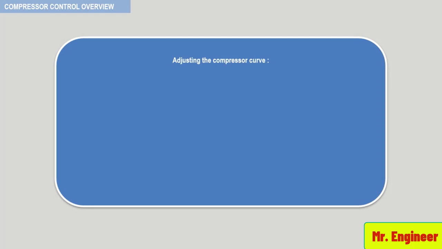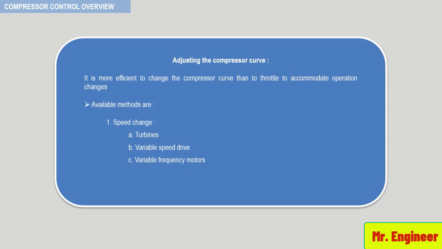Throttling the suction or discharge valve of the compressor will always result in process system energy losses. It is more efficient, however, to change the compressor curve than to throttle to accommodate any operation changes. The available methods to change the compressor curve are speed change or adjustable guide vanes to change the inlet gas angle. In this video, we'll cover these two methods in detail.